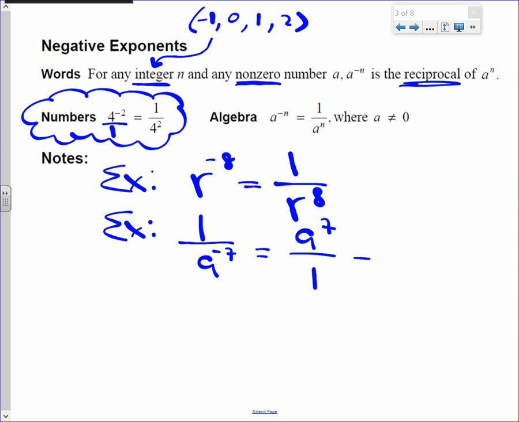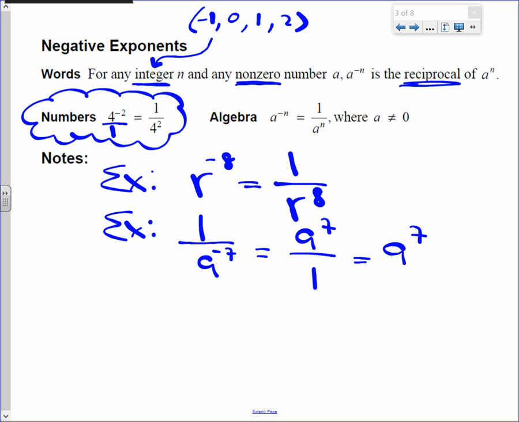By the way, we're professionals in here, like I said, which is why I wear a tie. You don't have to put over 1. It's more professional to put A to the 7th because the denominator of 1 is always understood to be there, so it's not needed to write. So it's just A to the 7th. That's negative exponents.